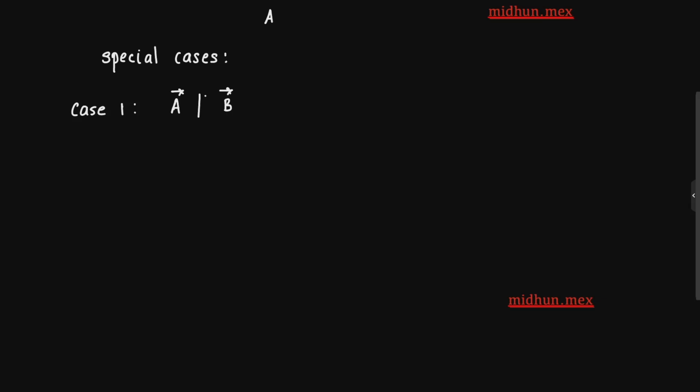In case 1, vector A and vector B are parallel. Let us consider A and B both parallel to each other. For example, here I am drawing. Suppose this is my vector A like this, and this is my vector B like this. Here you can see A is towards the right, B is towards the right, both along the same direction. When two vectors are along the same direction, the angle between them, theta, is taken as 0 degree.